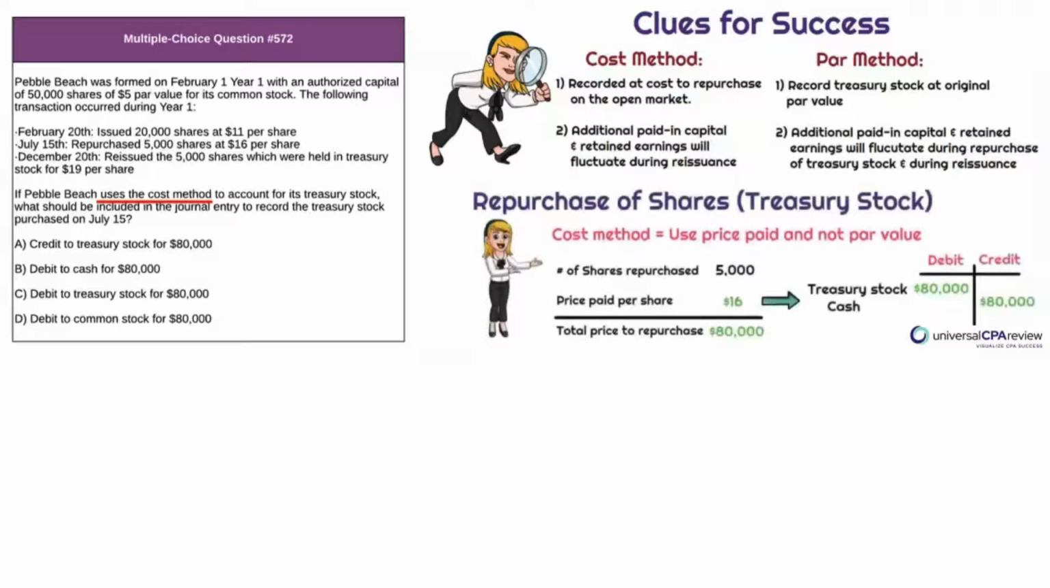So since the company repurchased 5,000 shares at $16 per share, we just need to figure out how that relates to the cash outflow, right? And then our debit is going to be to treasury stock. So as you can see in the visual, if we take the 5,000 shares at $16 per share, that means the total price to repurchase those shares of stock was $80,000. And since they're buying them from the general public, that's a cash outflow. So we credit cash for $80,000 and we debit treasury stock for that $80,000. So the correct answer is debit to treasury stock for $80,000.